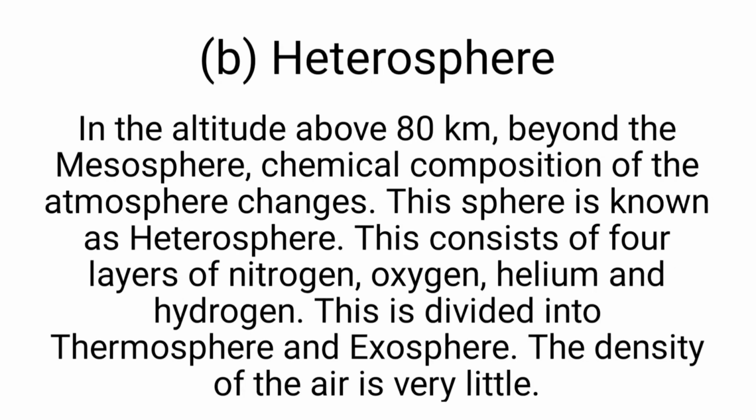B. Heterosphere. In the altitude above 80 km beyond the mesosphere, the chemical composition of the atmosphere changes. This sphere is known as heterosphere. This consists of 4 layers of nitrogen, oxygen, helium and hydrogen. This is divided into thermosphere and exosphere. The density of air is very little.